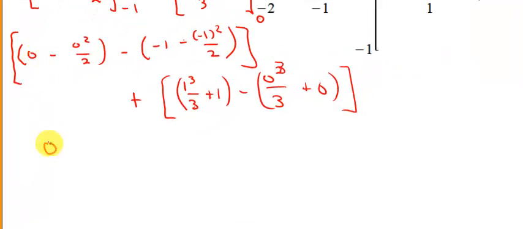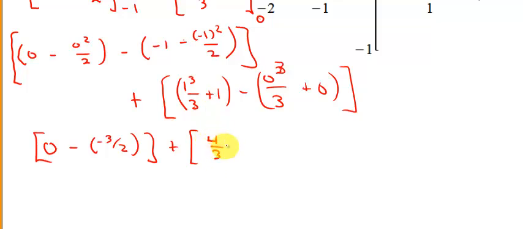Well, so I have 0 minus a negative 3/2 from this first one, plus I'll have 1/3 and 1 is 4/3, minus 0 from the second one. So I'll have 3/2 plus 4/3.